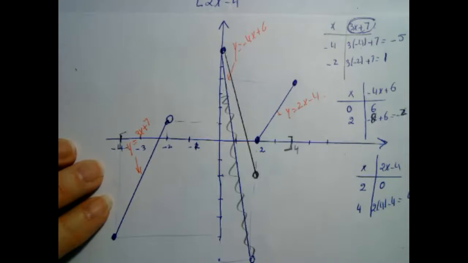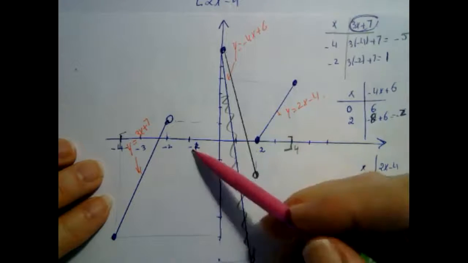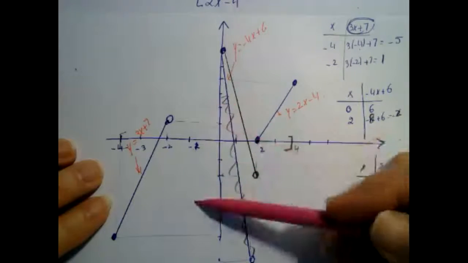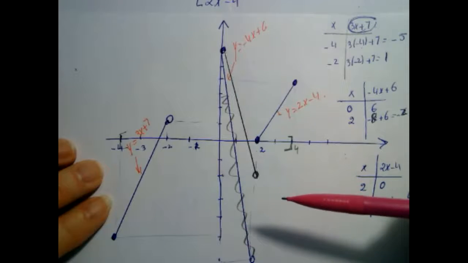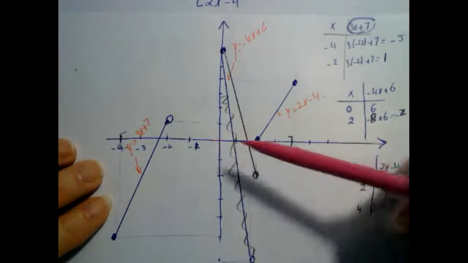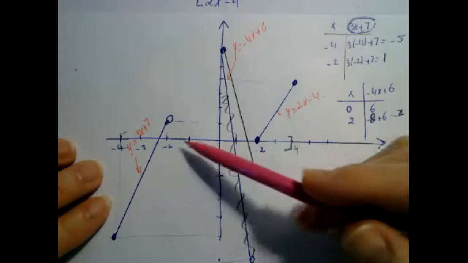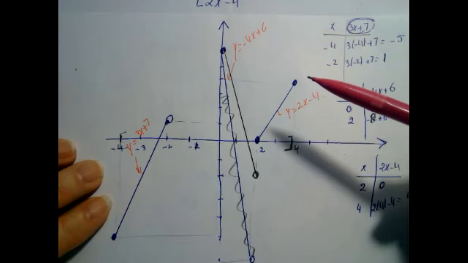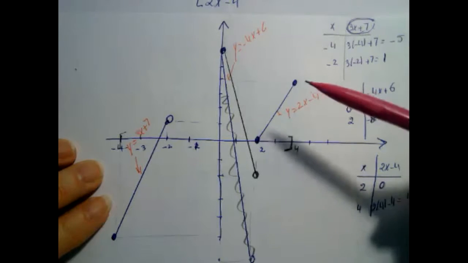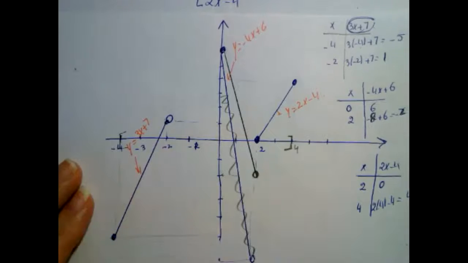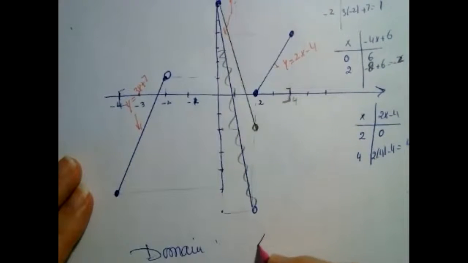Is -1 in the domain? With me, is there an output for -1? Can you tell me what's the output? There is no output. Very good. Is -1/2 in the domain? No. Is -3/2 in the domain? No. Give me the domain. It's -4 to -2, and then 0 to 4.